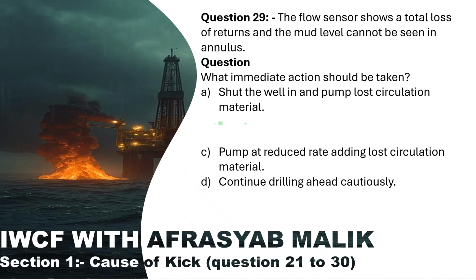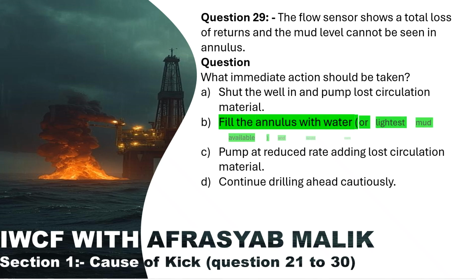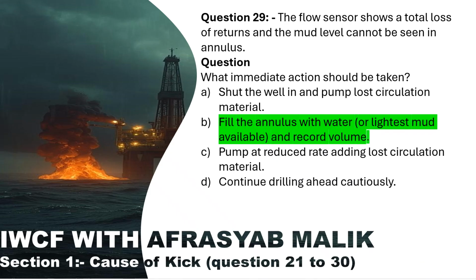What immediate action should be taken? The flow sensor shows a total loss of returns, and the mud level in the annulus cannot be seen. The correct action is to fill the annulus with water or the lightest mud available and record the volume. This is because by doing this, we replace the lost fluid, monitor the well volume accurately, and stabilize the well before taking further corrective measures.